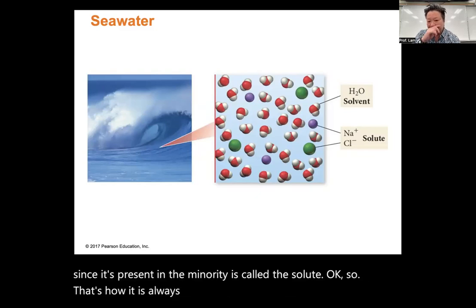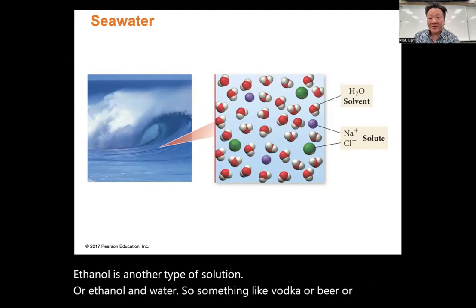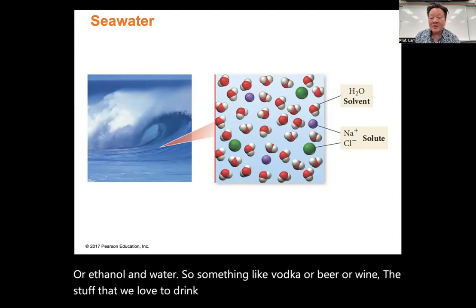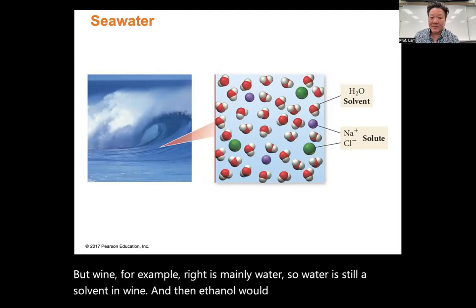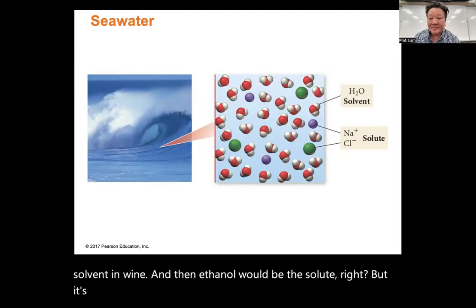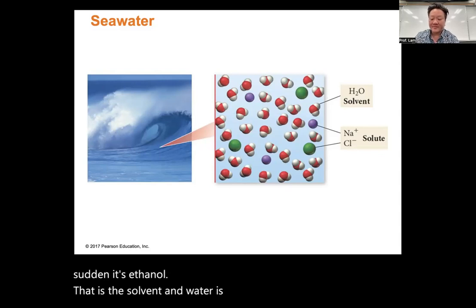Ethanol and water is another type of solution, so something like vodka or beer or wine, the stuff that we love to drink, right? All of those are solutions as well. But wine, for example, is mainly water, so water is still the solvent in wine, and ethanol would be the solute. But in something like Bacardi 151, which is 75% ethanol, all of a sudden it's ethanol that is the solvent and water is the solute, right?